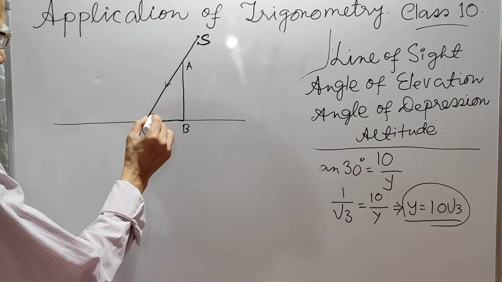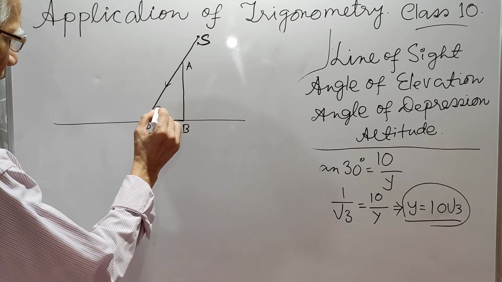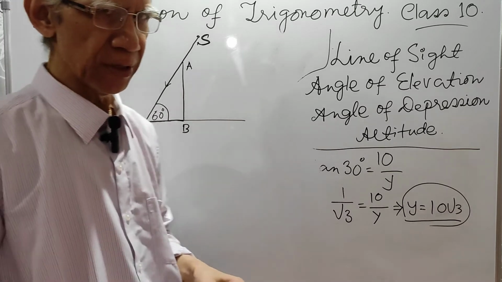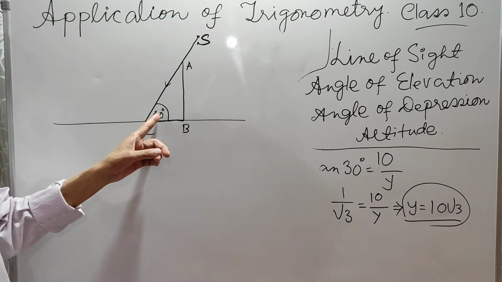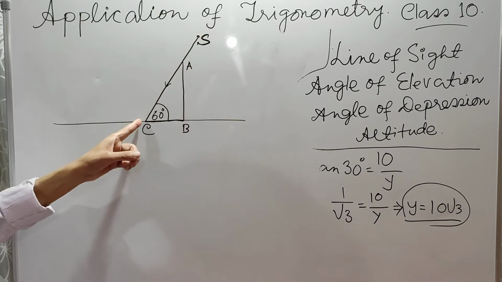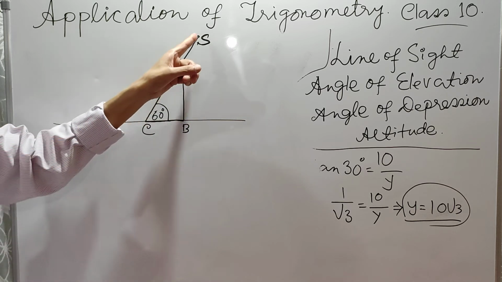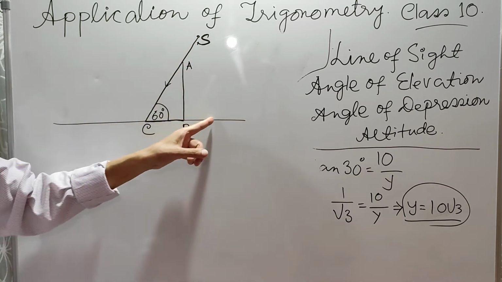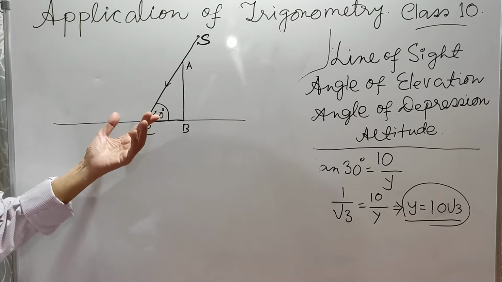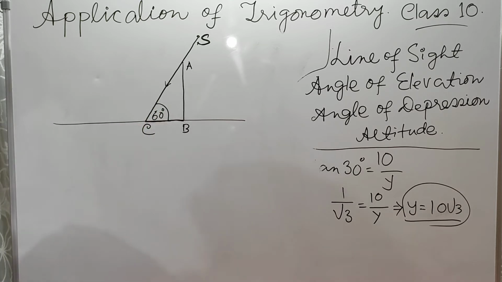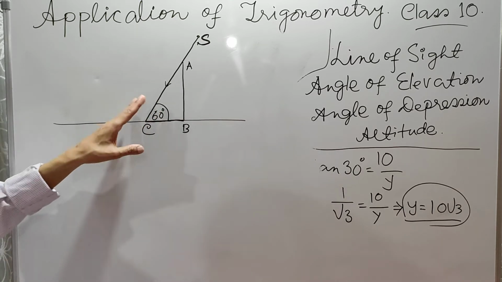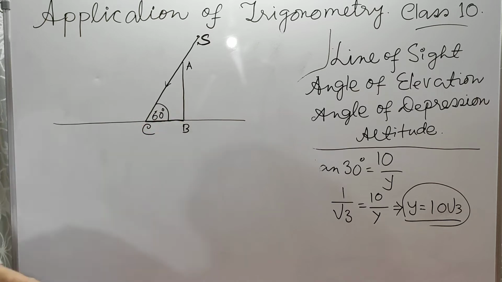Now this angle is given 60 degree. So that is what we understand from the question. This angle made by the sun's rays with the ground is 60 degree. You can call it angle of elevation if you like. All right. But here there is no observer, it is just a shadow.